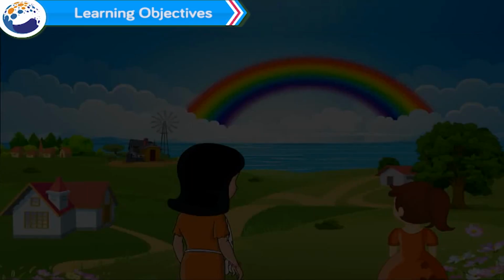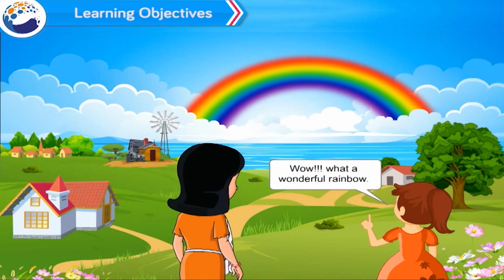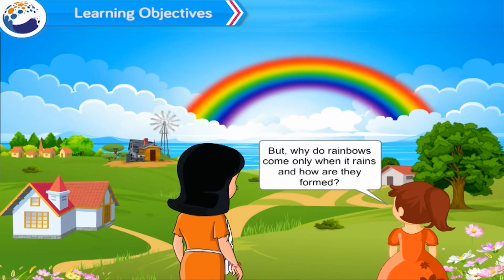Overview and objectives. Children, you all would be familiar with the term reflection. But have you ever heard of terms like refraction and dispersion of light? Today, let's learn these concepts in detail and where they come into use. Wow! What a wonderful rainbow! But why do rainbows come only when it rains? And how are they formed?